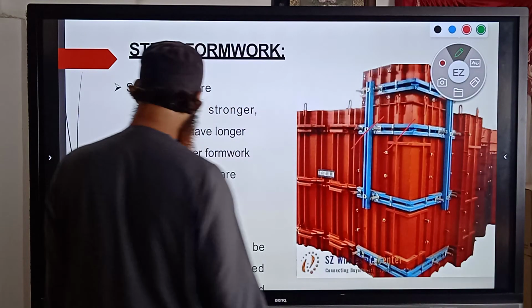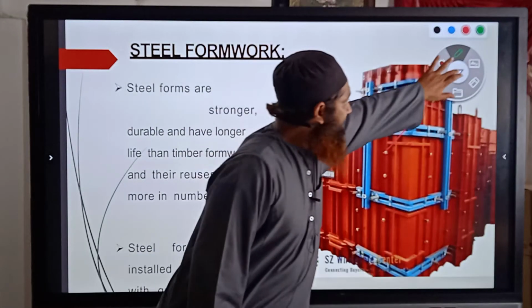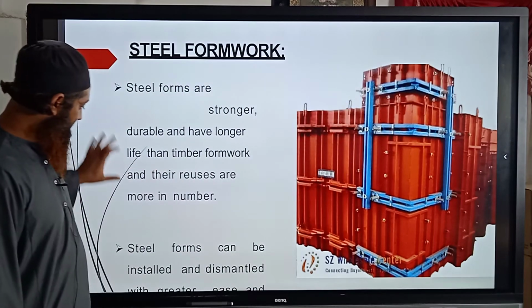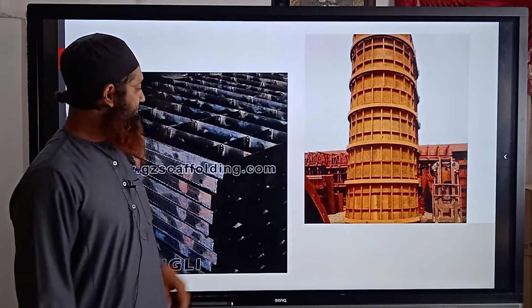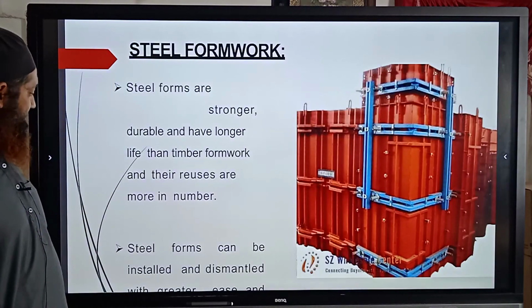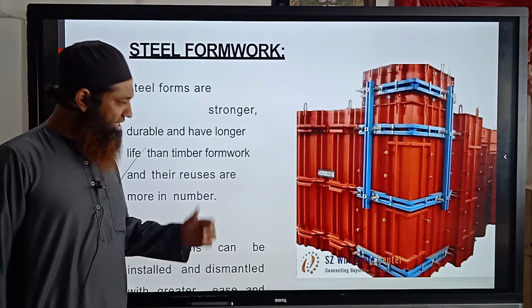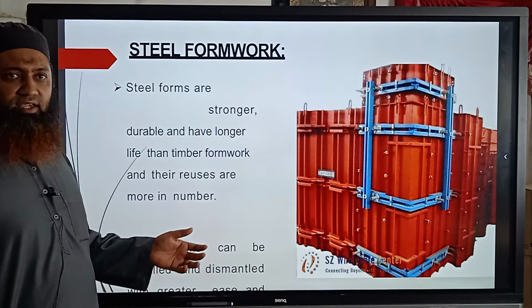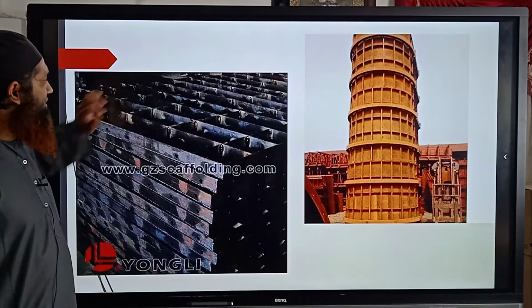You can see steel forms can be installed and dismantled with greater ease. So it can be installed easily as well as dismantled easily. So this is the benefit of the steel formwork.